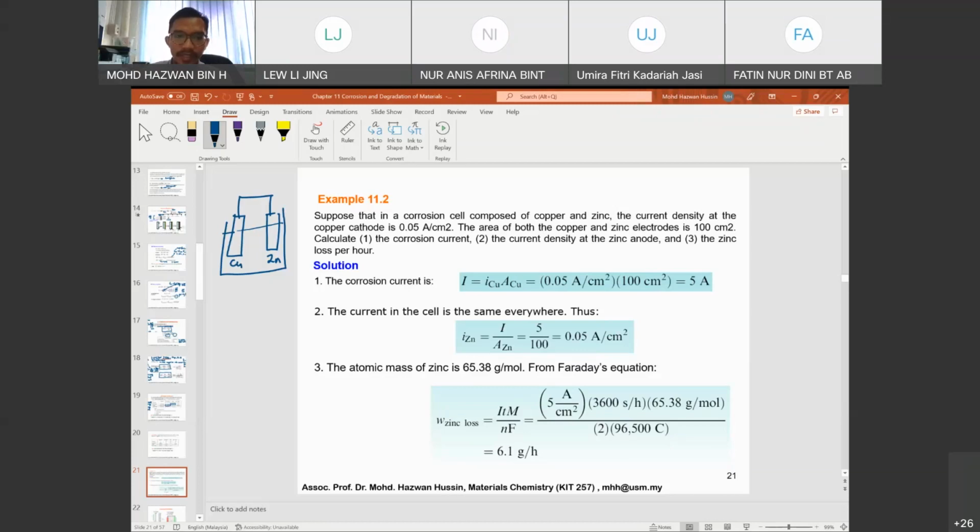It's basic electrochemistry. Yes, anode. Sorry, yang mana satu anode? Zinc. Zinc anode. Okay, tadi Li Jing cakap copper akan jadi anode, and then Anis cakap zinc akan jadi anode. So what's the justification? Sebab zinc akan lose electron.